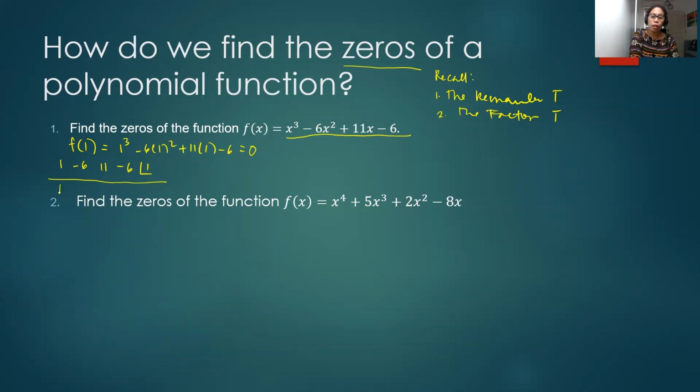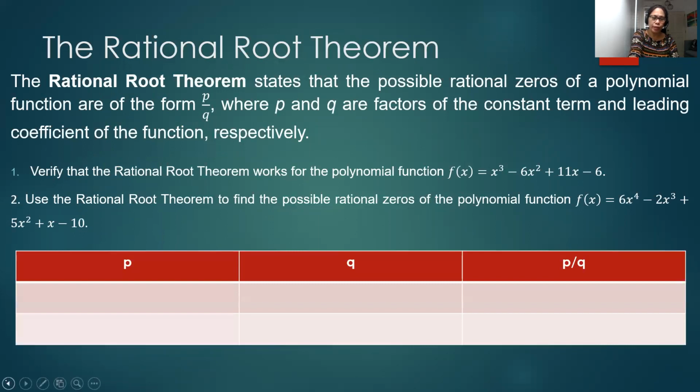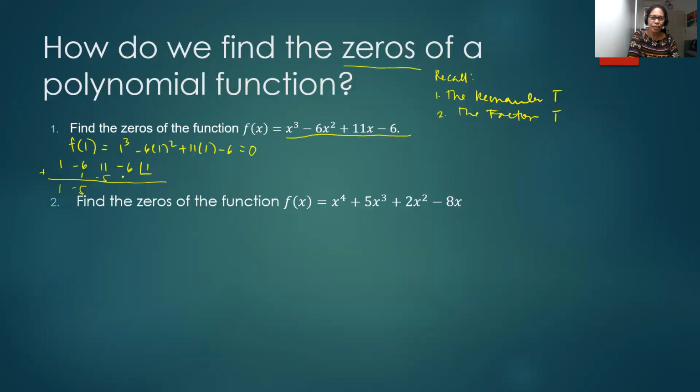So we'll bring down 1, times 1. So everything is addition here. So 1 plus negative 6 is negative 5, times 1. So we have negative 5 plus 11, we have 6 here. So this is 6 times 1, so we have 6, plus negative 6, that's why this is 0, because x minus 1 is one of the factors.